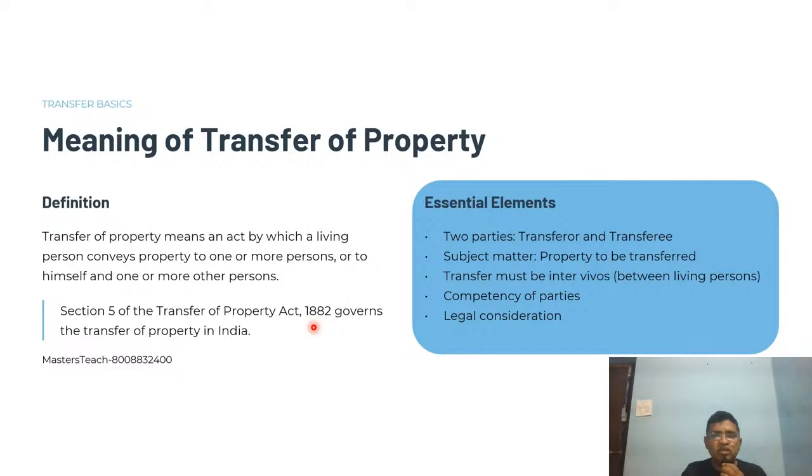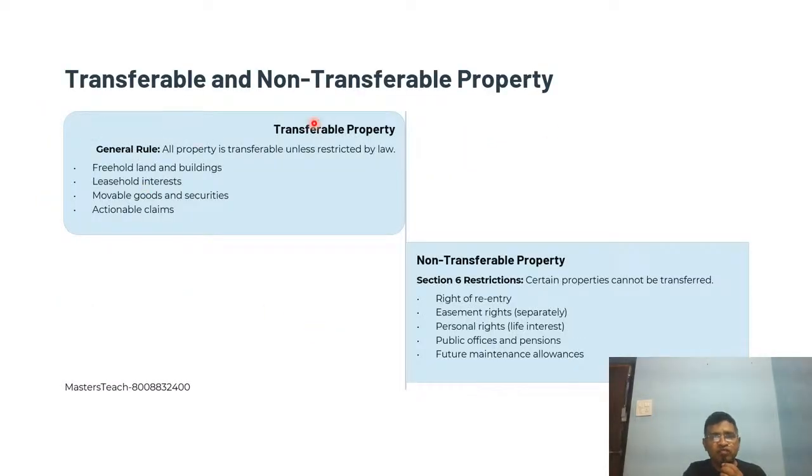Okay, so here transferable and non-transferable property. So we already discussed movable, immovable, tangible, intangible assets. Now we are going to discuss transferable and non-transferable property. Transferable property, okay, all properties are transferable unless restricted by the law. So freehold land and building, leasehold interest, movable goods and securities, actionable claims. So all the properties can be transferred if it is not restricted by the law.